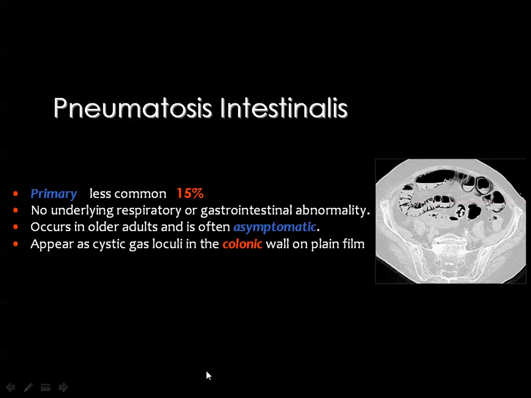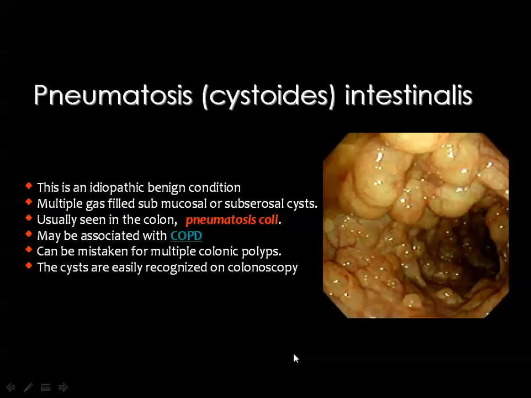Then we came to the issue of pneumatosis intestinalis, and by this we mean that there is air in the wall of the bowel. And we have two types: the primary type, which is less common, and the secondary type, which is more common. The primary type is seen in about 15% of cases, and there is no relation with respiratory or gastrointestinal abnormalities, is usually located in the colon, and is mostly asymptomatic.